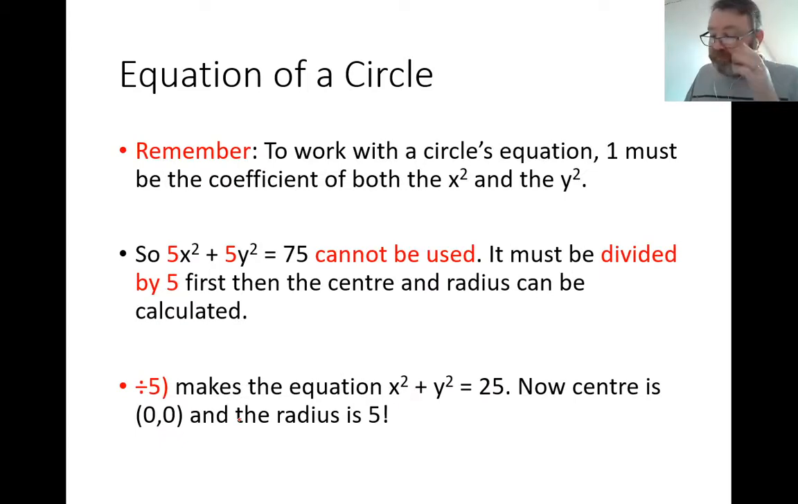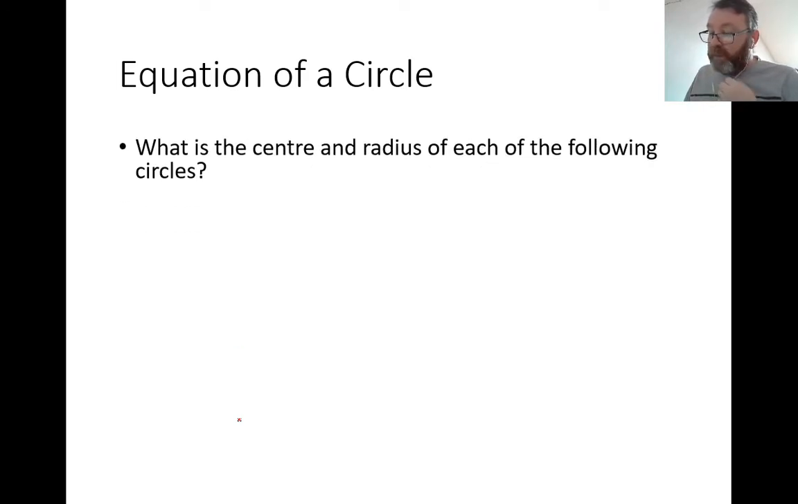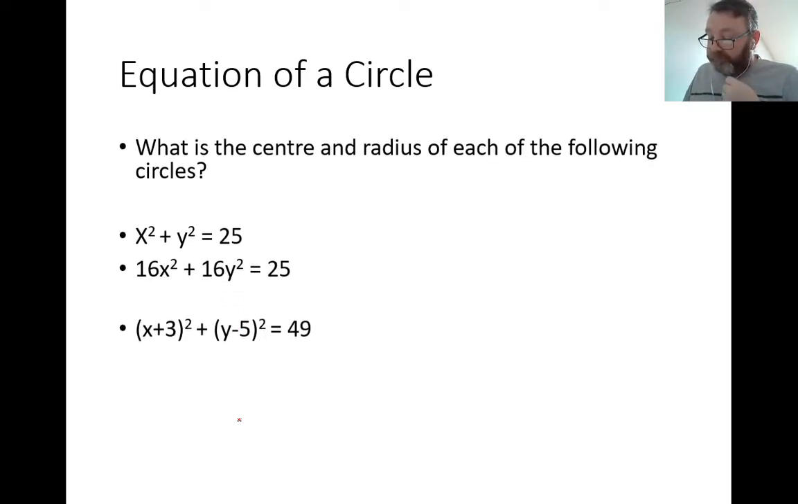Okay, remember, as we said already, to work with a circle's equation, one must be the coefficient of x squared and y squared. So in other words, the example there, 5x squared plus 5y squared equals 75, you can't do it as it stands. You divide everything across by 5 and then you use the equation. Okay? Okay, let's take a look at these.